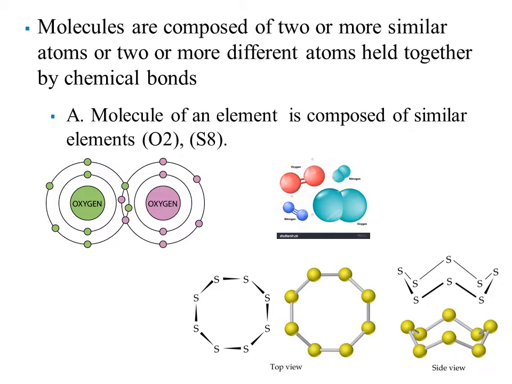Lower in the image, you'll see 8 sulfurs covalently linked together. These are same or similar atoms, so therefore when they are linked together, they will be molecules of an element.